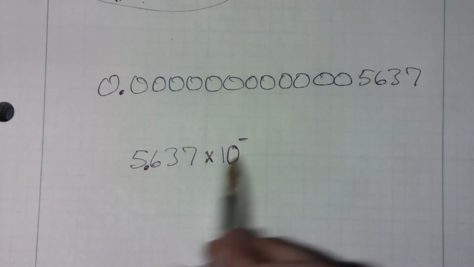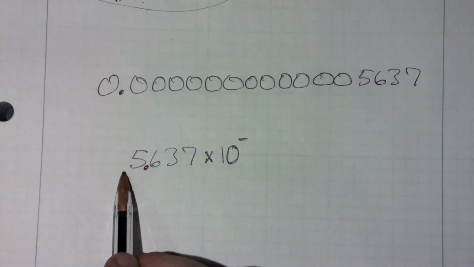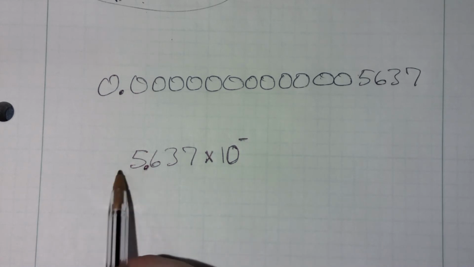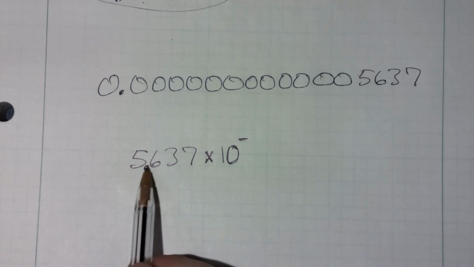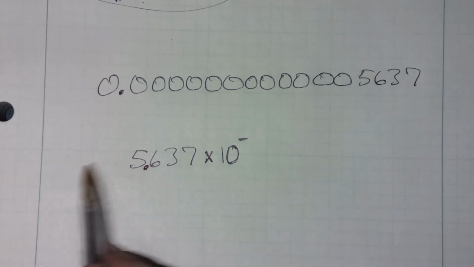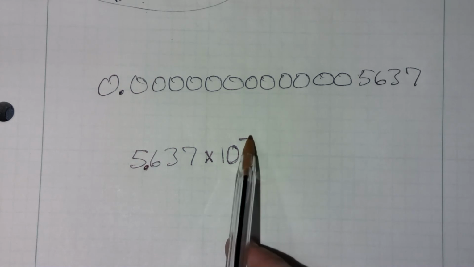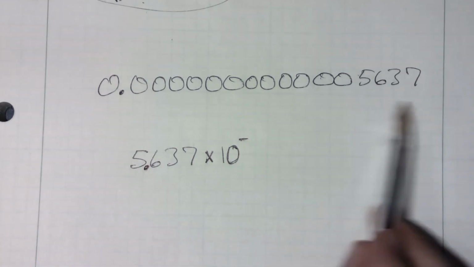So if I did 1 ten, it would be 0.5637. If I did 2 tens, I'd move the decimal twice, which would make it 0.05637. If I did 3, it'd put another 0. So we need to figure out how many times I have to divide by 10, or multiply 10 with this negative exponent, which means divide by 10, to get it to be this top number that's written in standard notation.